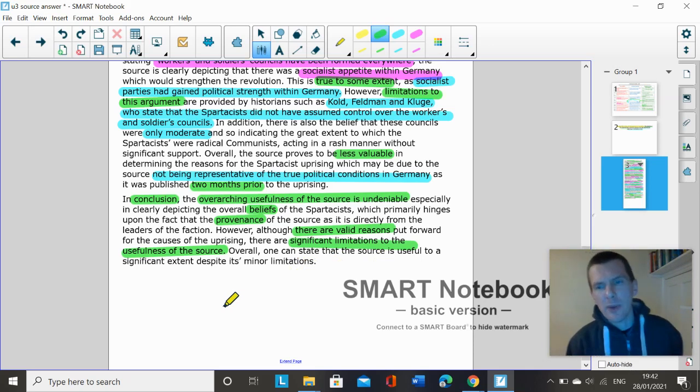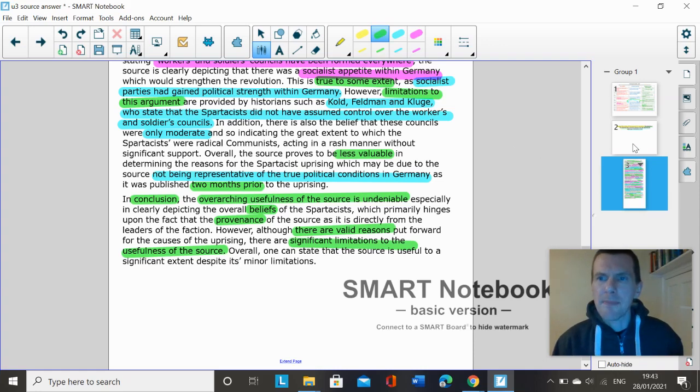And what they could have done a little bit better there at the end is to flesh out that it is a really useful source, but it's really useful for the beliefs, slightly less useful for the reasons, but not useless for the reasons, and that therefore overall it's a useful source on balance.